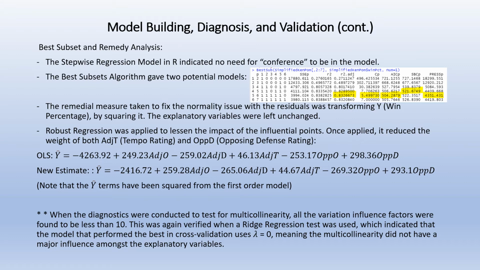And so, like I said earlier, there appeared to be some multicollinearity issues. But when I ran the tests, it said that all the variance inflation factors were less than 10. If they were greater than 10, obviously the multicollinearity would be a real big issue. And none of the R-squares were above 0.9. I went ahead and did a ridge regression to verify this, and it indicated that the model that performed best in cross-validation used a lambda equals 0, which means that transforming the model to fix multicollinearity would probably make a worse model. So it was safer to just avoid that remedial measure.